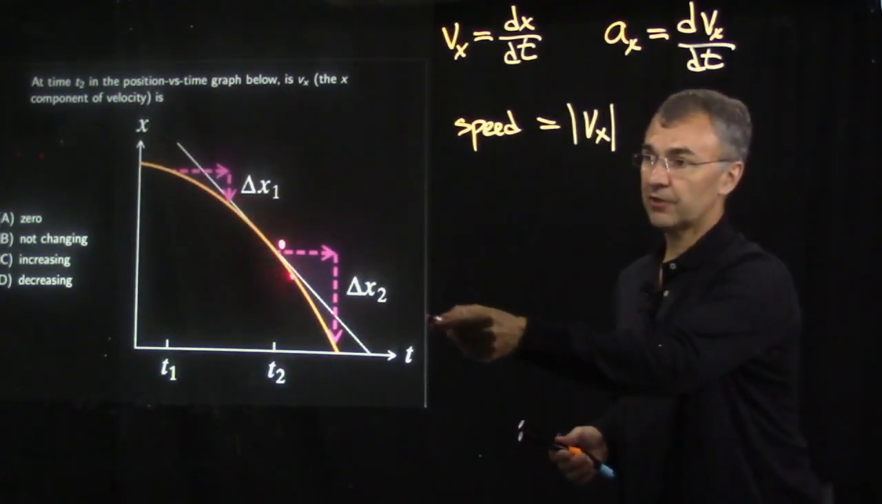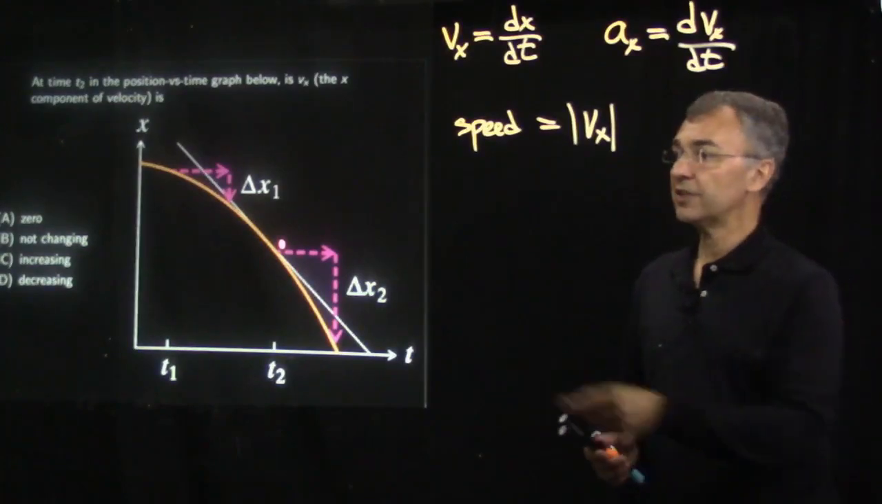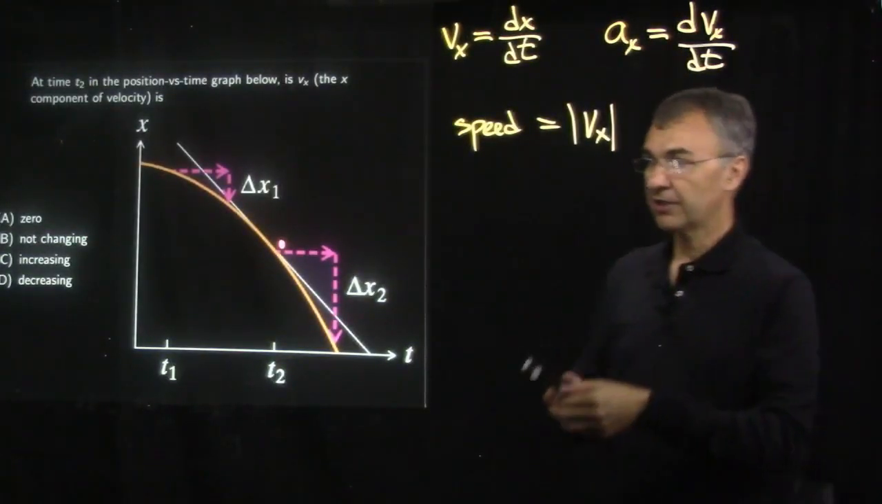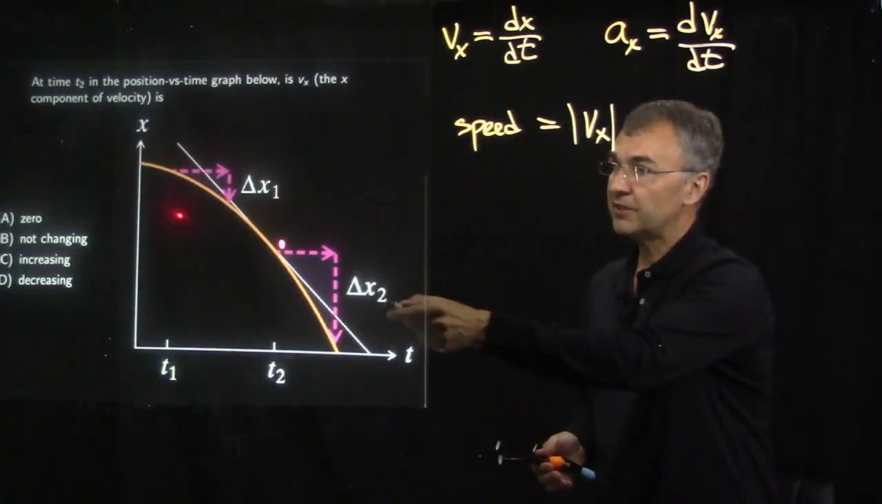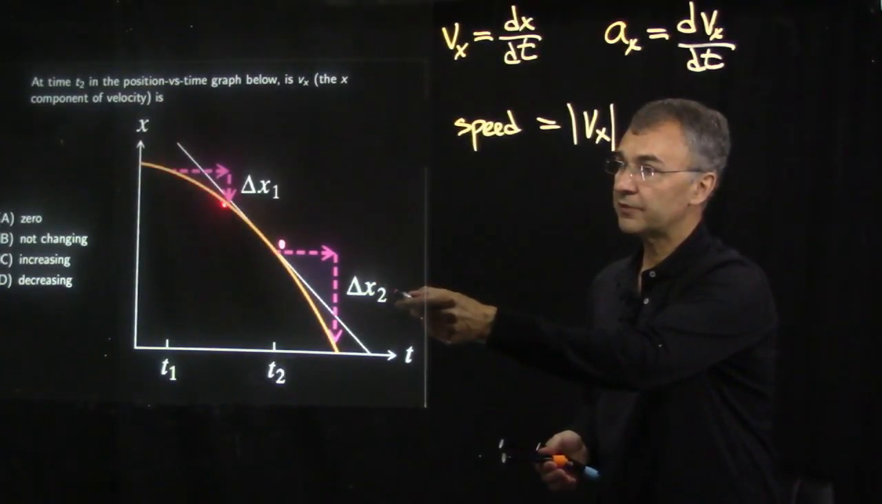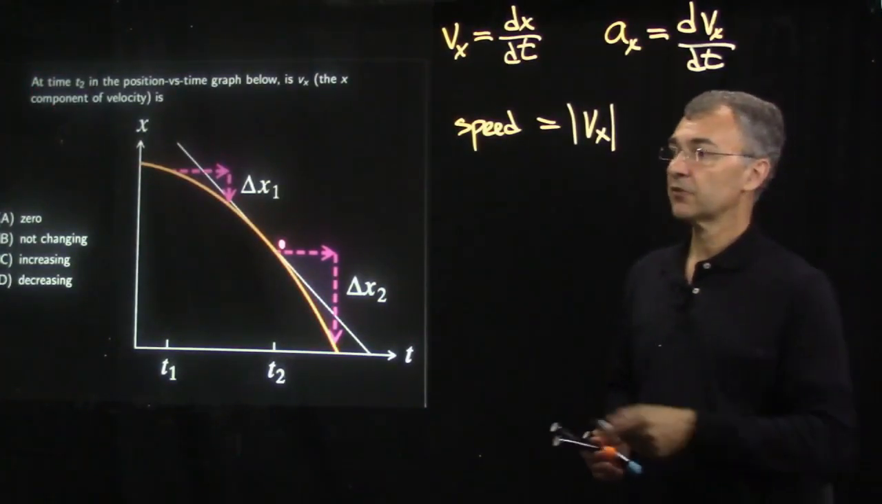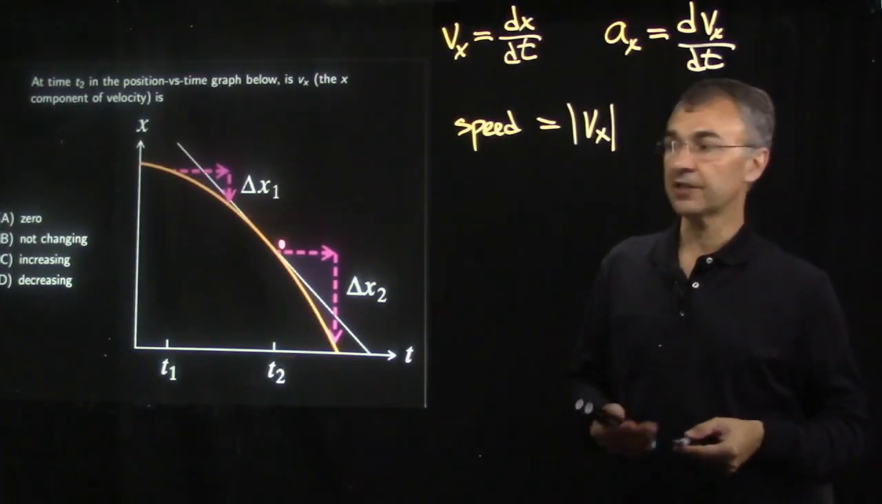No, it's not 0 because there's a non-zero slope. Is dx by dt not changing? Well, I think it is changing because dx by dt is negative here, it's more negative here, and more negative here. So I think it is changing.